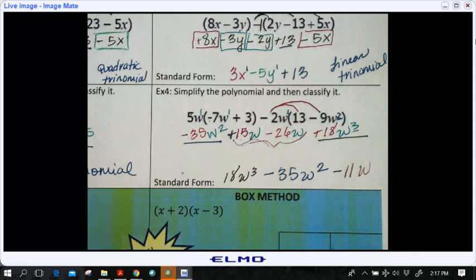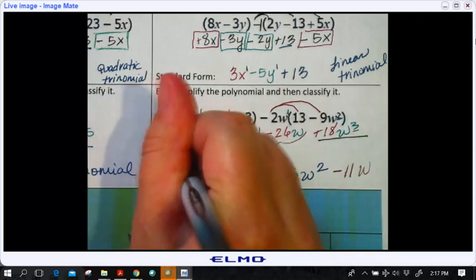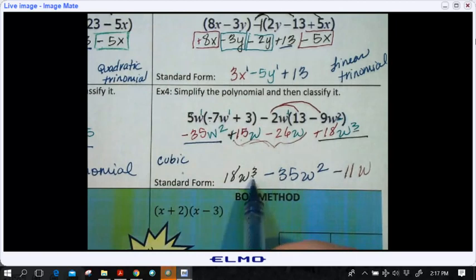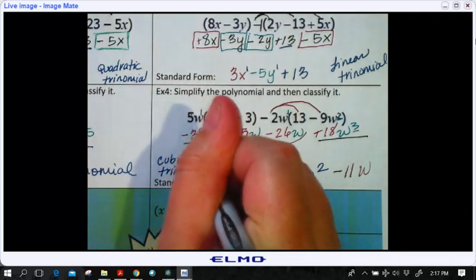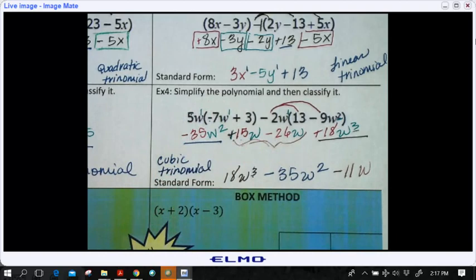And that is my final answer. Let's go ahead and classify it. This is a cubic because the exponent, the highest one, the degree, is 3, and it is a trinomial because it has 3 terms. So cubic trinomial. All right.